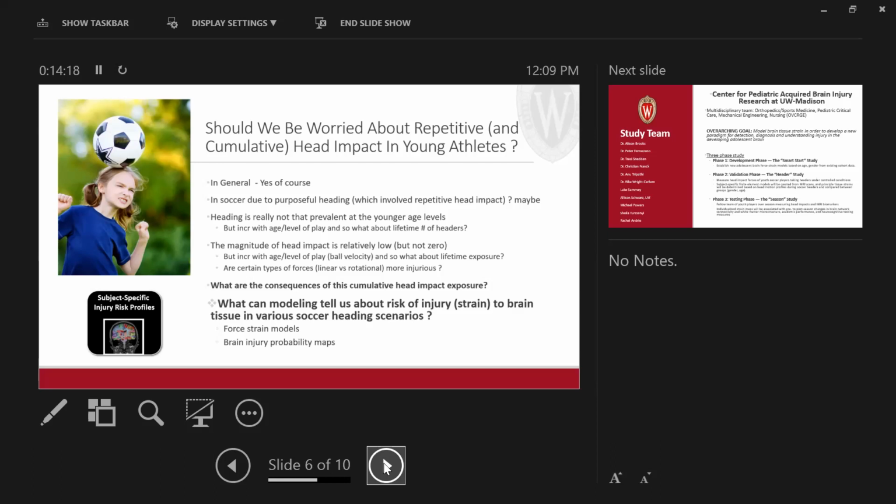And so what can modeling tell us about the risk of injury or the strain to the brain tissue in various soccer heading scenarios? And this is where I'm going to invite people who are way smarter than me to talk with you about their super cool work, developing these force strain models and brain injury probability maps to really get an idea of how concerned we should be about this causing injury truly at the cellular axonal level.